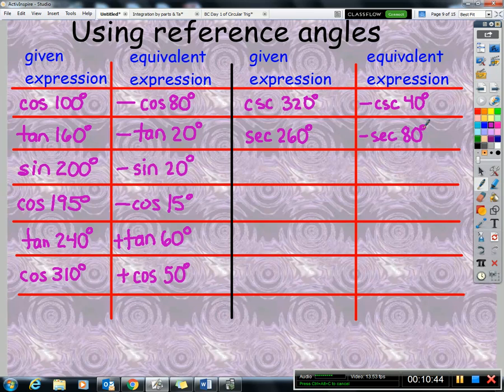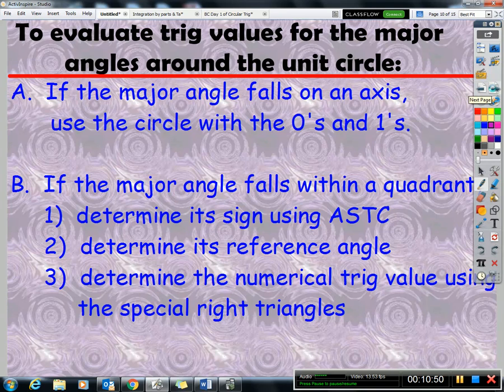So, how are you going to use this beyond the need to just answer questions if I say answer in terms of a reference angle? Now we're going full circle without calculators. We're focused on the major angles. So if the major angle falls on an axis, then you're going to revert to what we did yesterday and draw the circle with the ones and zeros. You might want to go ahead and do that right now if you don't have it out in front of you. You're fixing to use it.